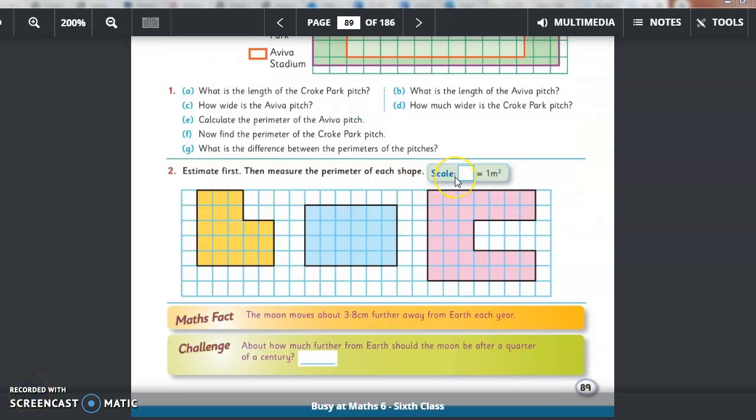For question 2, each square is worth 1 square meter, which means that the outside of each square is 1 meter. So 1 meter, 1 meter, 1 meter, 1 meter, 1 meter. You estimate first, so you have a quick glance and you reckon how many meters to get all the way around, and then you measure. So you measure by going 1 meter, 2 meters, 3 meters, 4, 5, 6, 7, and so on until you get all the way around the shapes. But do your estimate first by having a look and seeing how close you can get.